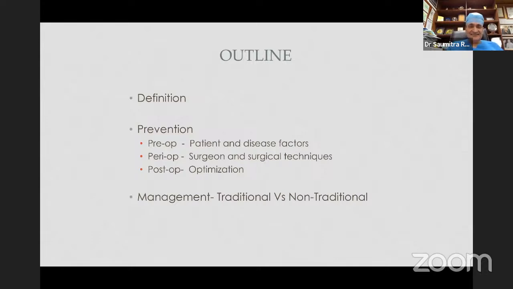So this is the outline which I'm going to give. What is the definition of anastomotic leak? How to prevent it pre-operatively, peri-operatively, and post-operatively. And if you have a leak, how do you manage it?